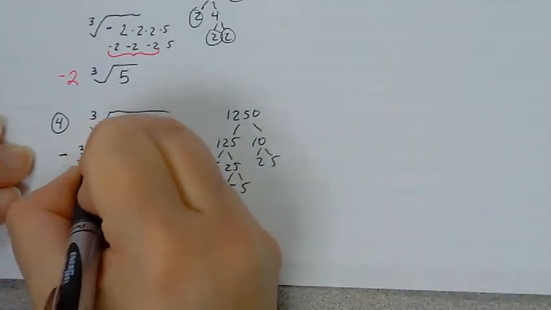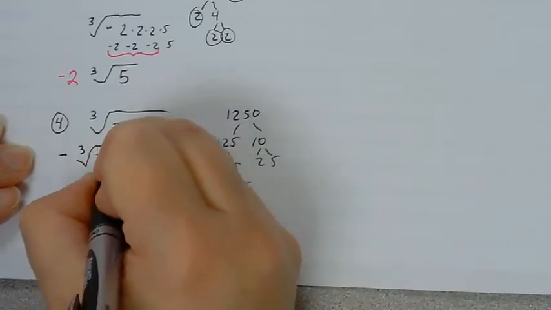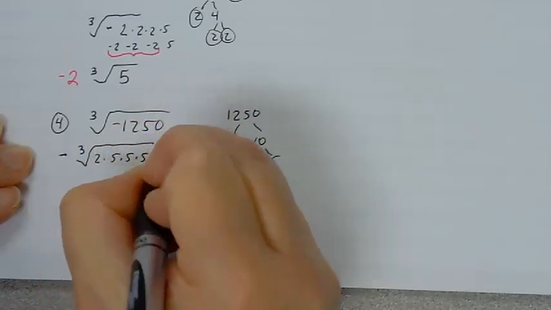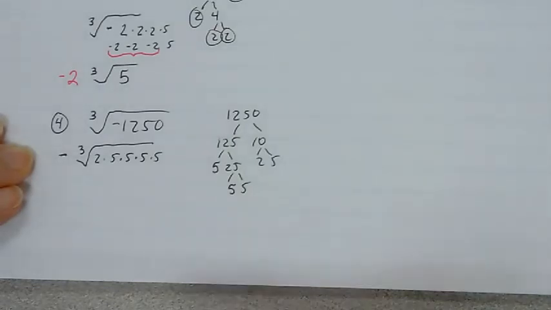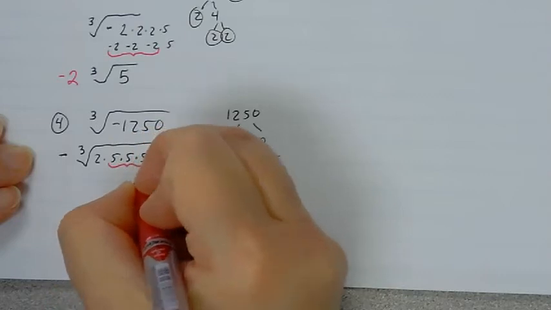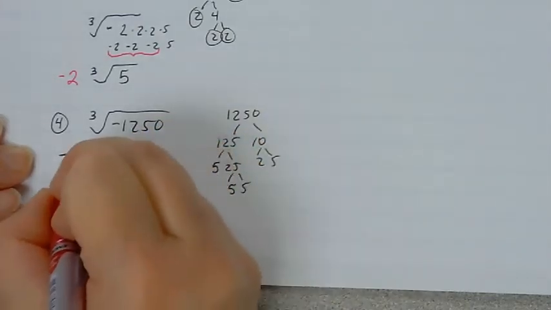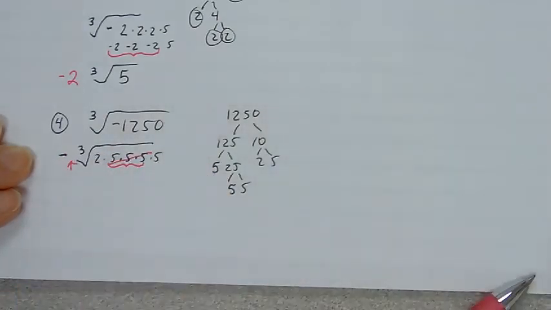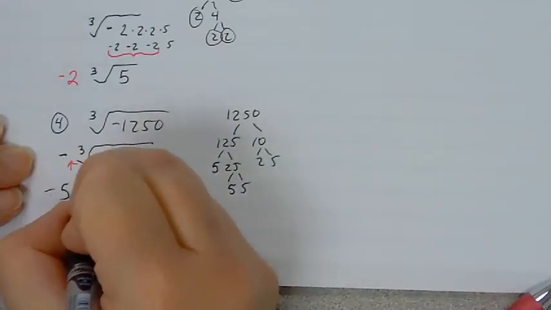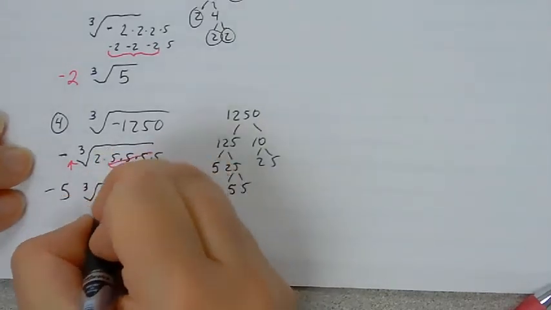So I have cube root of 2 times 5 times 5 times 5 times 5. But because it's a cube root, I'm looking for a group of 3. So I have a group of 3 5s, so that's going to cross off and put a 5 in the front here. So I'm going to have -5 cube roots of whatever's left. 2 times 5, which is 10.